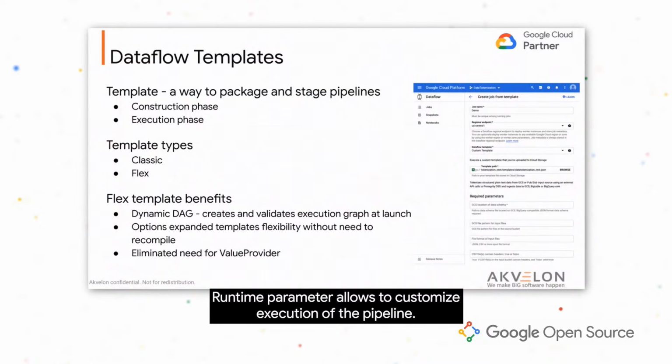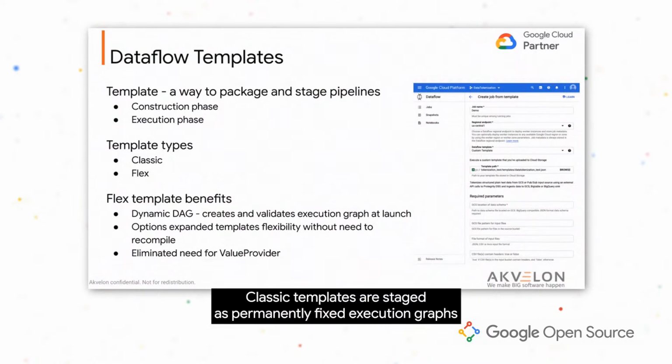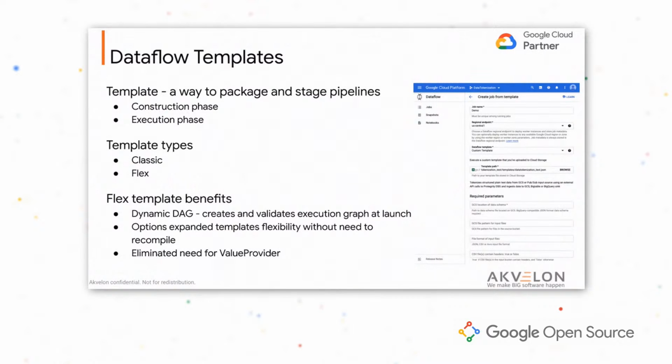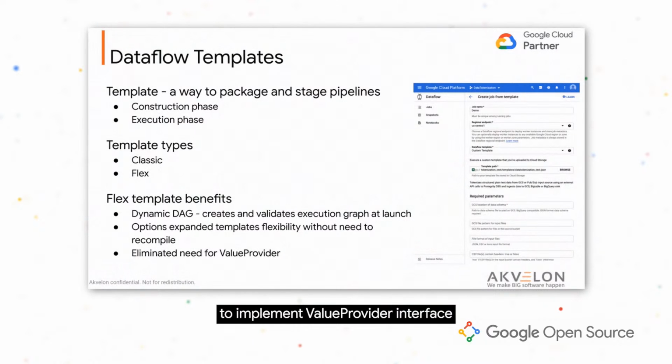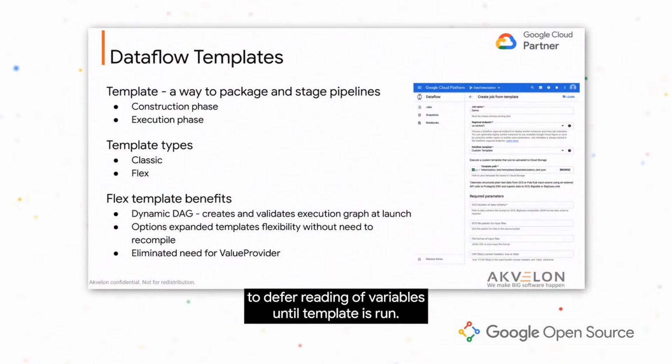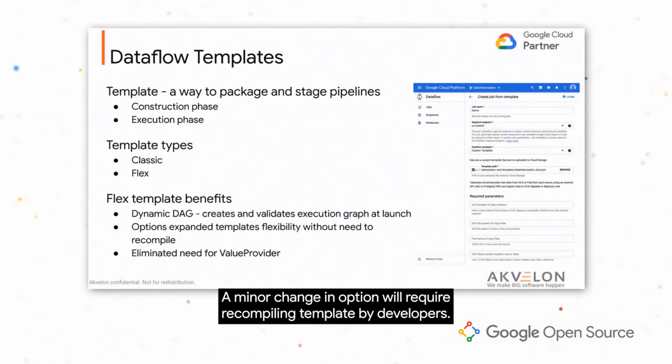Runtime parameters allow you to customize execution of the pipeline. Running your pipeline does not require you to recompile code every time. There are 2 template types. Classic templates are staged as permanently fixed execution graphs on Google Cloud Storage. Classic templates require Beam pipeline code modification to implement the value provider interface to defer reading of variables until the template is run. For example, the name of a PubSub subscription that a user might want to pass at execution. A minor change in options will require recompiling the template by developers, for example, to change to Google Cloud Storage instead of PubSub.